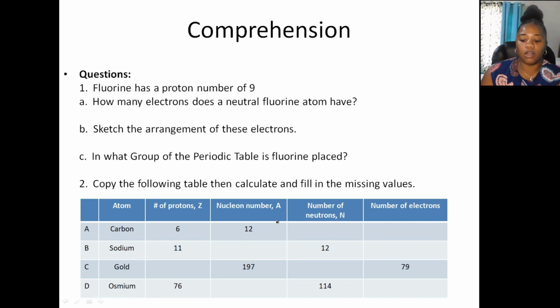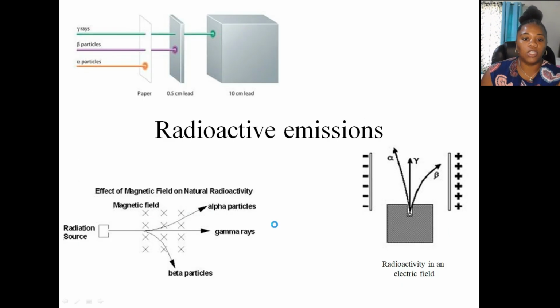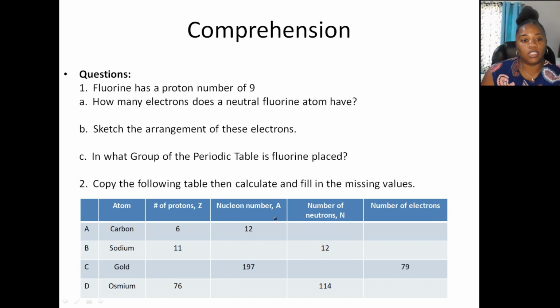So we have the check comprehension section. What you can do is try to answer these on your own time. You could pause the video and try to answer them and then play it again so you would have time to see if you have them correct. Great, so now that you've done the comprehension quiz, you can answer this question.